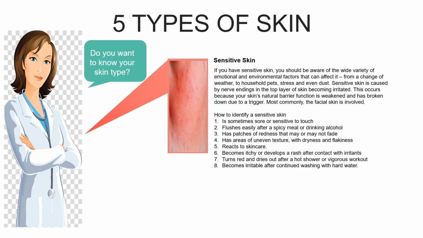How to identify a sensitive skin? Sensitive skin is sometimes sore or sensitive to touch. It flushes easily after a spicy meal or drinking alcohol. It has patches of redness that may or may not fade. It has areas of uneven texture with dryness and flakiness. It reacts to skincare very easily. It becomes itchy or develops a rash after contact with irritants, turns red and dries out after a hot shower or vigorous workout. It becomes irritable after continued washing with hard water.